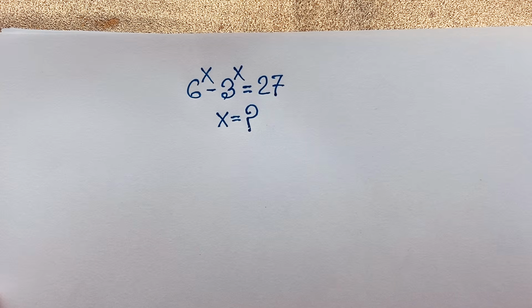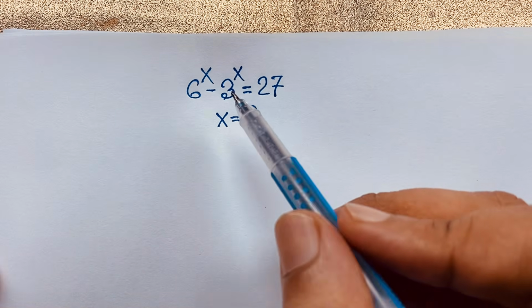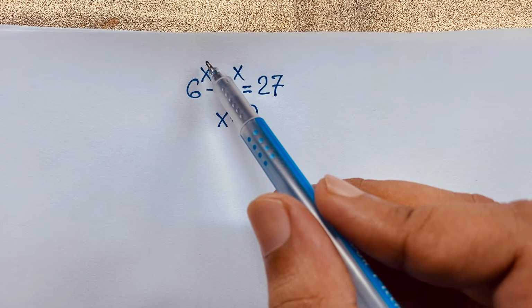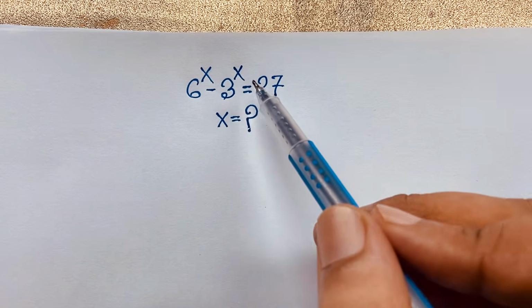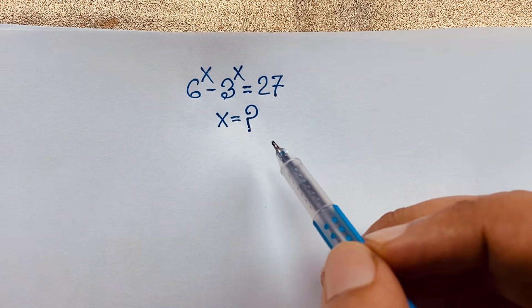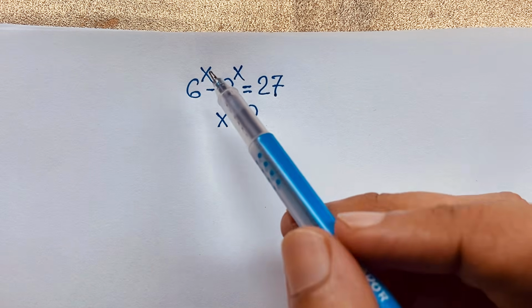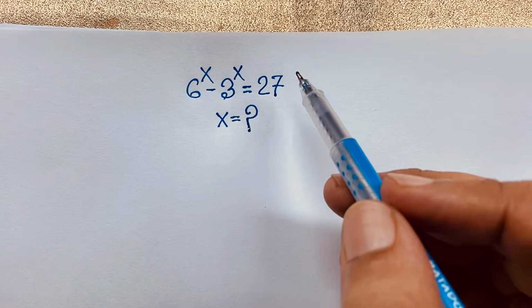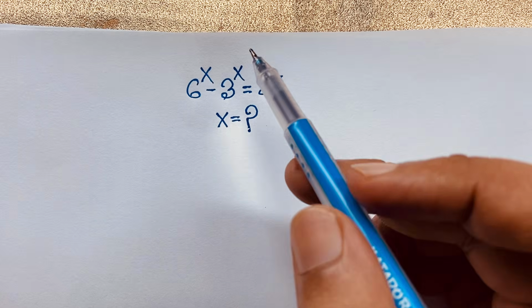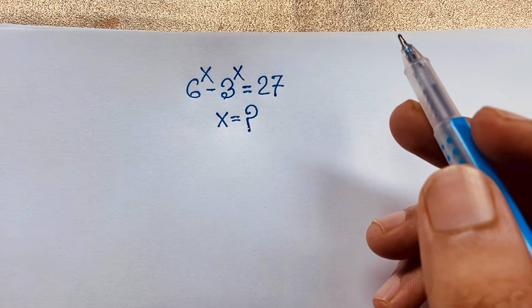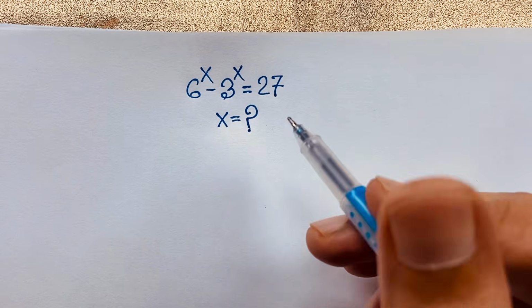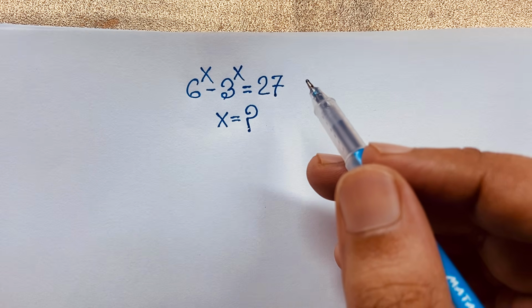Welcome to Rashel's classroom. Today we are solving an interesting exponential math problem, which is 6 to the power x minus 3 to the power x is equal to 27. X is equal to what? If you think x is equal to 1, both sides are not equal. But if you think x is equal to 2, this time you can easily see 27 is equal to 27. So our final answer is x is equal to 2 in this exponential expression.